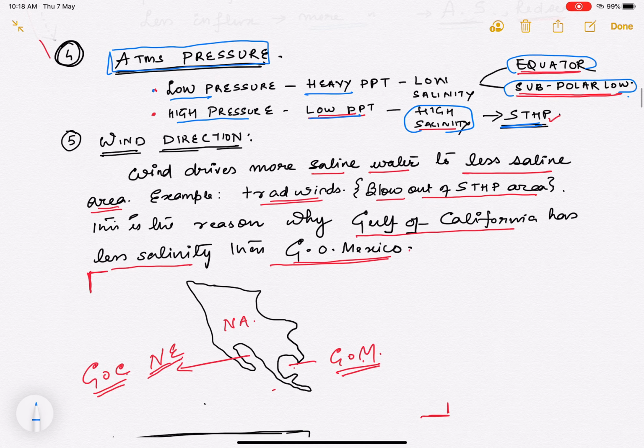Next, move on to your wind direction. Now remember that wind direction also influences salinity. How? See, wind drives more saline water to less saline water. Example, your trade winds. The trade winds blow out of the subtropical high pressure area. Obviously, I have said that within the subtropical high pressure area, the salinity is high again. Now, this is the reason why the Gulf of California has less salinity than the Gulf of Mexico.